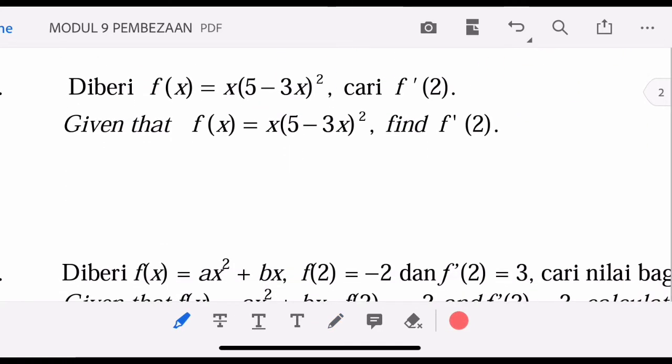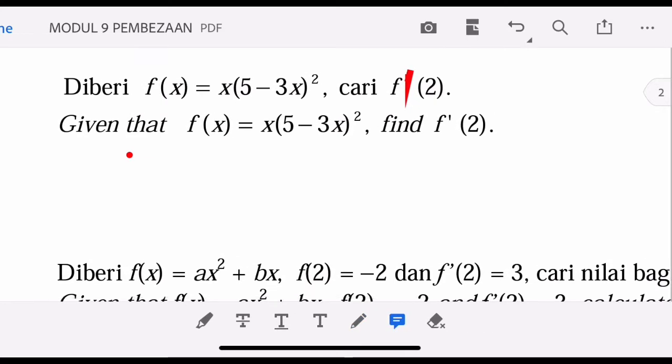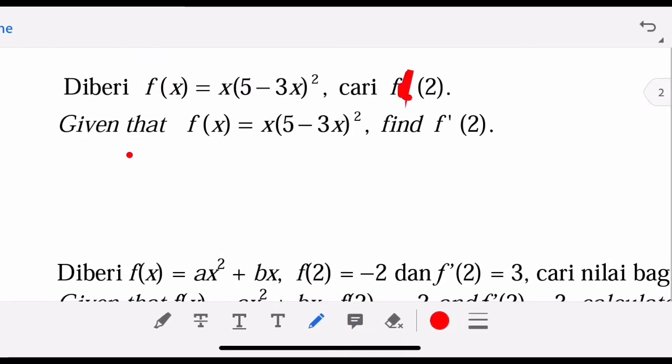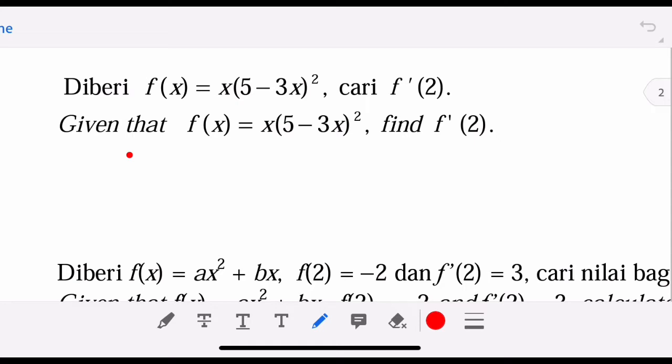Number 2, when you see f prime, there is a prime there, it means differentiation, or it also means first derivative, right? So you're asked to find dy/dx in short when x equals 2. So we have the multiplication, right? Okay, let me erase. It should be prime here. Do you think you want to use expansion? Some of you might want to use expansion, but I will use the UV method.